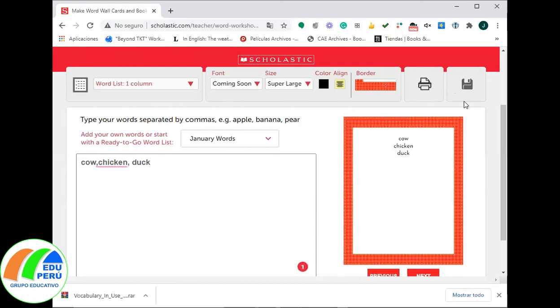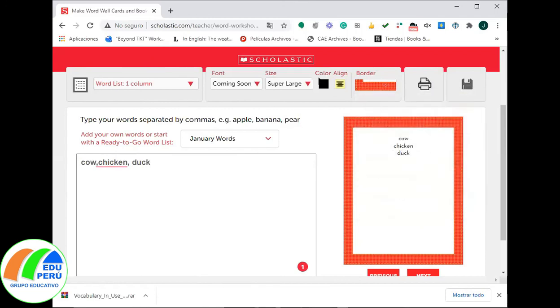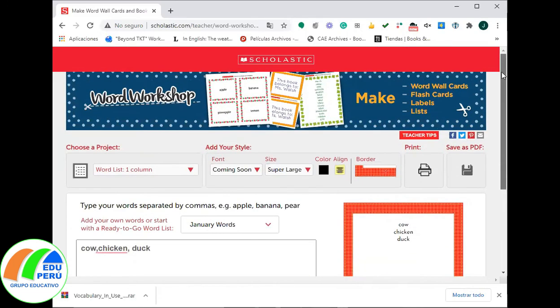You can print them, or you can save them, or you can change the border: winter frame, spring frames, designer frames, black and white, no border. The color, the align, the type of font, the size of the font, the different kinds of fonts. So you have a lot here, all right? So you can use the web page to create your flashcards or wall cards or labels or lists, and you can print them in order to use them in class, no?